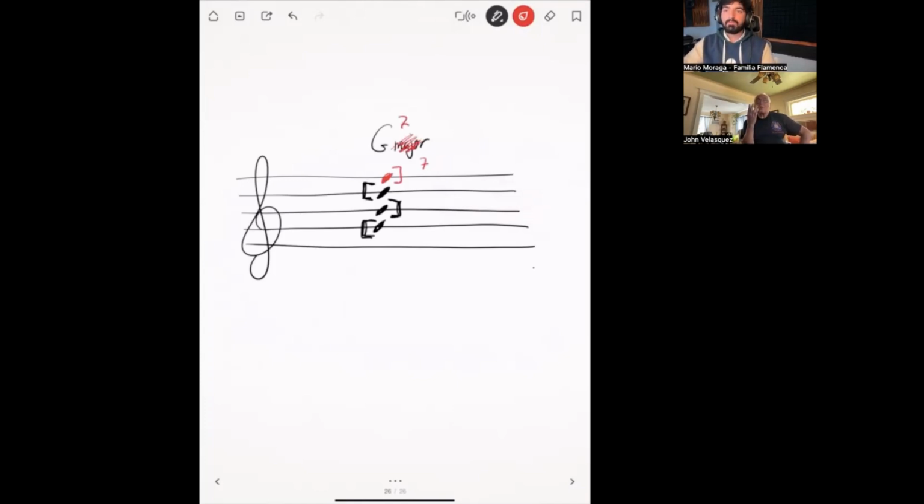Because it's four also. That's it. And it becomes a dominant chord and not a major. It's a major dominant, because you added another note. Right. Now this chord now needs C major to resolve.